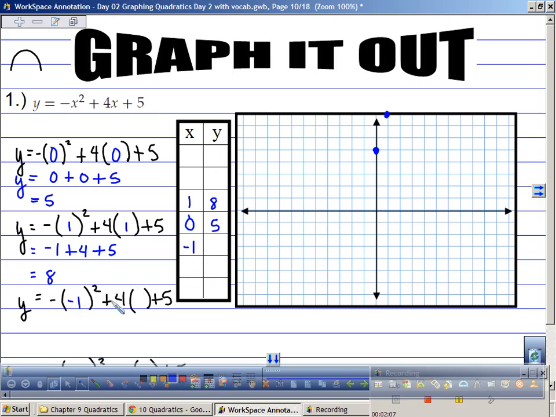If I put in negative 1, I get negative 1 times negative 1 is positive 1, but I've got a negative out here. So it becomes negative 1. 4 times negative 1 is negative 4 plus 5. Oh, I got 0. So if we plug in negative 1, we get 0. Negative 1, 0. That tells me something right there. So it's going up like this. Well, it's eventually got to come down.